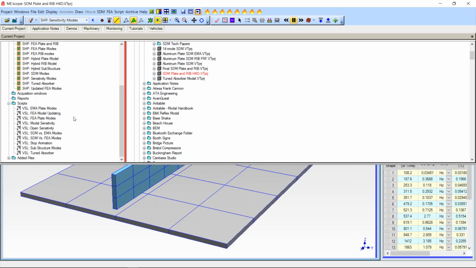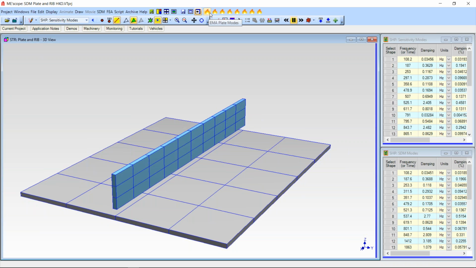Now, a standard part of Emiscope are what we call script windows. VSL is Vibrant Script Language. Script language in Emiscope is simply a window followed by a command in that window. So all the commands in Emiscope can be added to a script. And when I create a script window, it also creates in Emiscope a hotkey. And you can see here are some flaming hotkeys up here. The first one is the EMA plate modes. And when I press that button, that hotkey is going to execute some Emiscope commands in a script window.